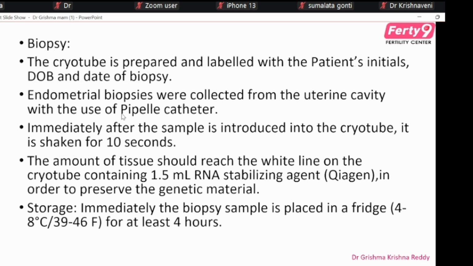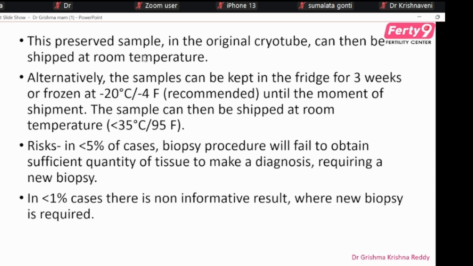The cryotubes we are sending the biopsy in should be labeled with the patient's initials, date of birth, and date of biopsy. Endometrial biopsies are collected from the uterine cavity with a Pipelle catheter. Immediately after the sample is introduced into the cryotube, it is shaken for around 10 seconds. The amount of tissue should reach the white line on the cryotube. Then immediately the biopsy sample is placed in a fridge at 4 to 8 degrees for at least 4 hours. Then the preserved sample can be shipped at room temperature.